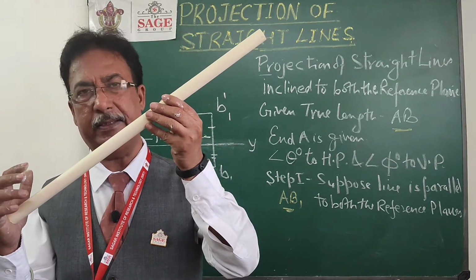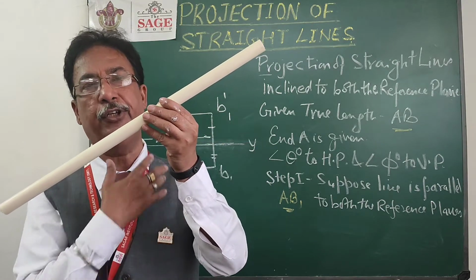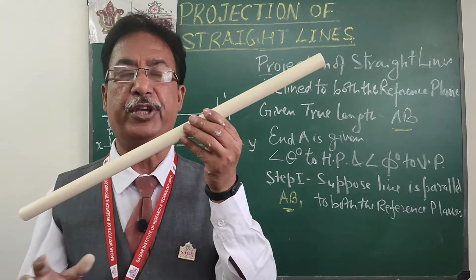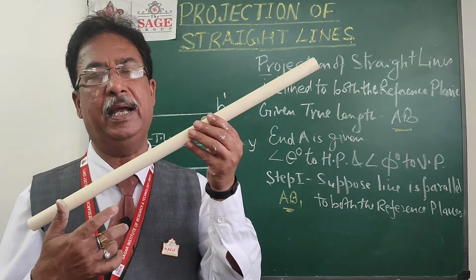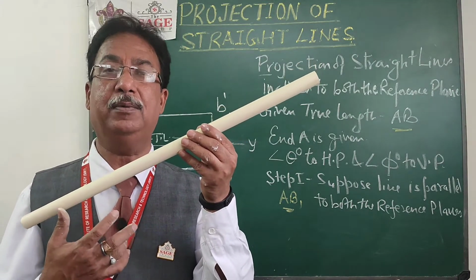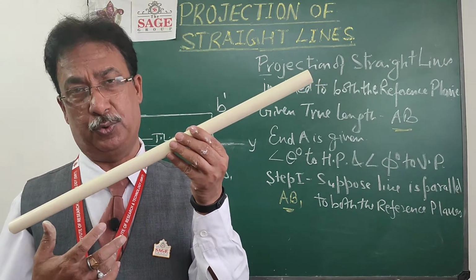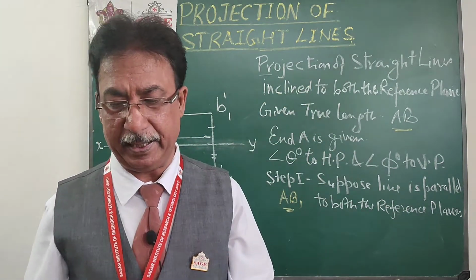If I rotate it like this, then the distance of this point from the HP is going to change, but this distance, that is the distance from VP, is not going to change. So now the line will be inclined to HP by some angle theta degree, and that theta will be visible to me in the front view, and also the length of the front view will remain same, that is still true length, but now the top view will be shortened. So we will solve this second step.